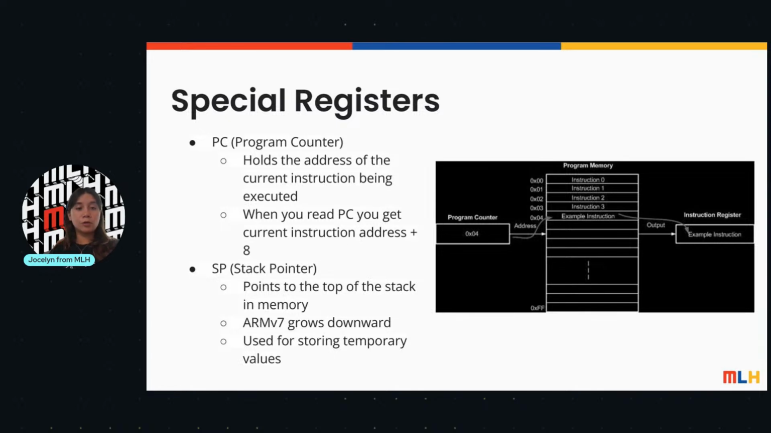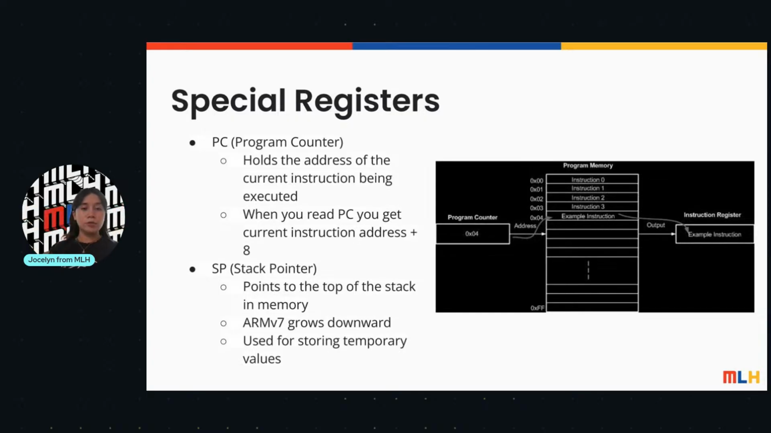The first one is called PC or program counter. This is a specific register. It holds the address of the current instruction being executed. So if I'm executing an instruction that's adding 2 numbers, then the PC will have the address for that instruction. And what do I mean by address? Address, again, is just a hexadecimal number. So it can be 0x0, 0x01, 0x02, and so on. So the program counter will hold the current instruction that's being executed.